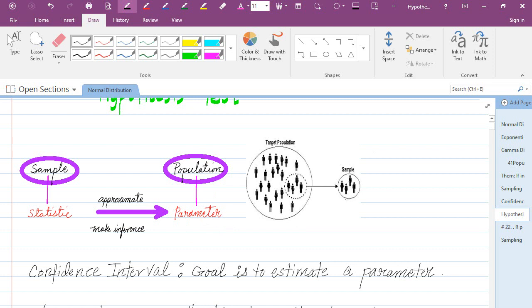So we are looking at a population parameter. We take a sample of a certain size, and then we compute the sample statistic, and we want to use the sample statistic as an approximation to the population parameter, or we want to use the statistic to make inferences about the population parameter.